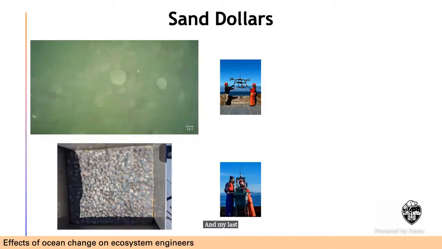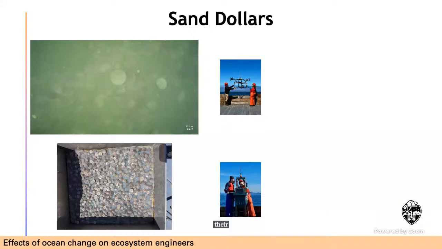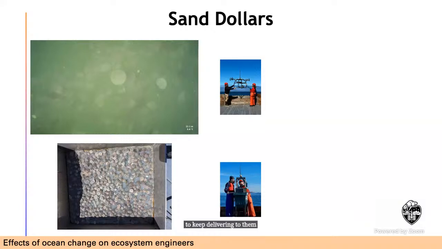My last ecosystem engineer story, which I left as a teaser, is one that I love because it's something I've been thinking about a long time and really has engaged a lot of students over the years. So sand dollars: their distributions are also dependent on the environment. What little is known is that they live in less than 20 meters of water, and they go deeper in the winter because the waves can go deeper, but in the summer, they have to move shallower because they are suspension feeders. They need that energy to keep food delivered to them to pull out of the water.